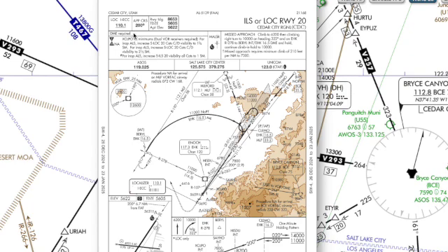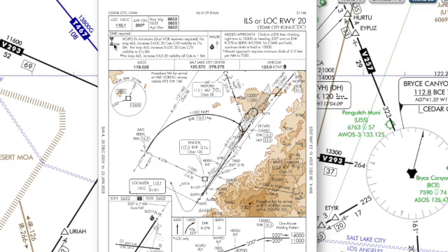You'll notice this says DME required. So in order to fly this approach, your aircraft must be equipped with DME. Now DME just means distance measuring equipment, and it gives you a distance based off slant range.